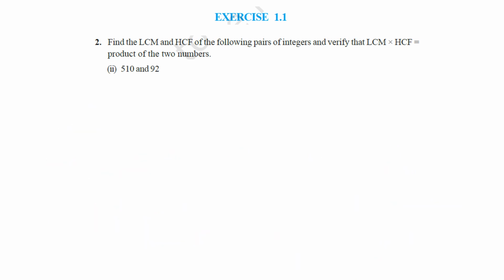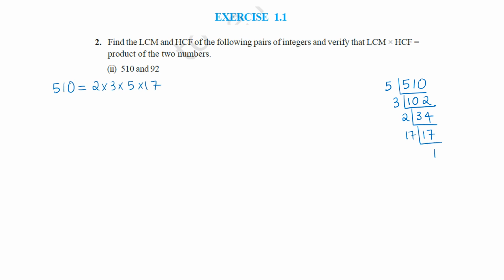510 and 92. So 510, let's start prime factorizing. So 5 times 102, 3 times 34, 2 times 17, 17 times 1. So 510 is written as a product of primes. Now coming to 92, 2 times 46, 2 times 23, 23 times 1. So 92 is 2 squared times 23.